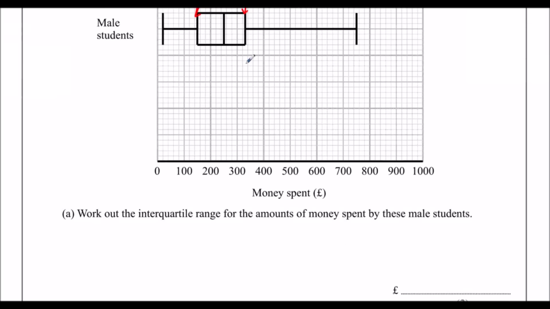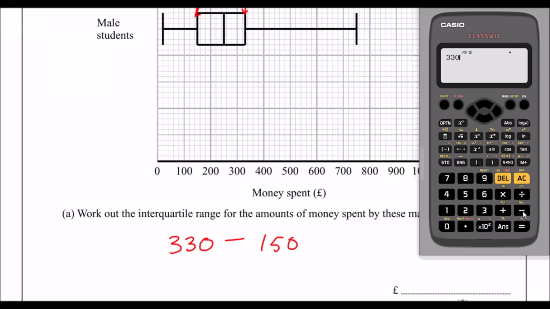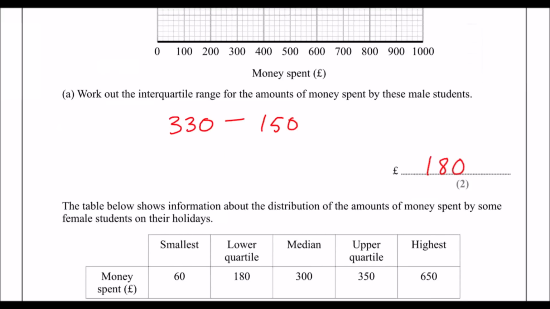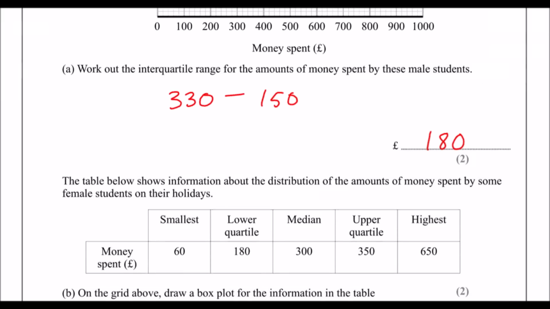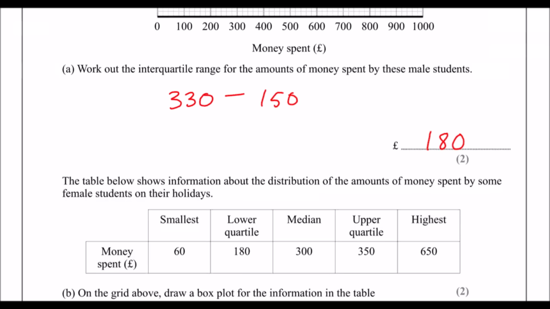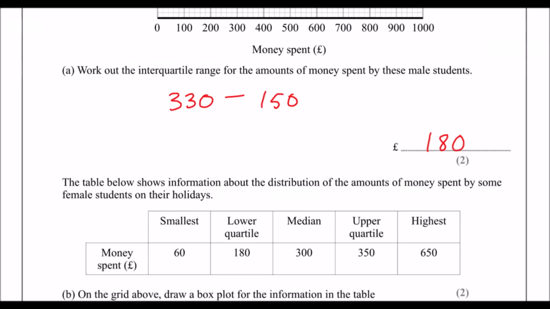So each small box is 20. So it's 330 for the upper quartile, take away 150 for the lower quartile. So the interquartile range is £180. The table below shows information about the distribution of the amount spent by some female students on their holidays. And we need to draw the box plot.